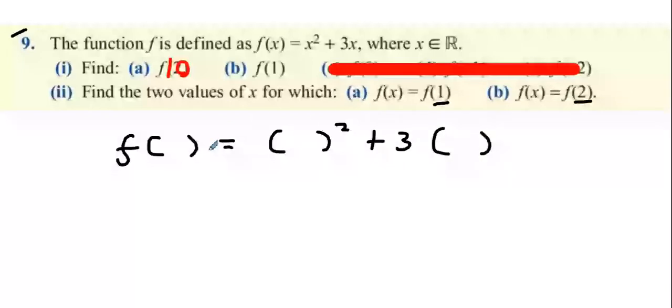F1, guys, what are we doing here? 1, 1, and 1, and what do I get this time? 4. Everybody cool with that? Once again, I get rid of it, and the answer is 4. Now, give 2 values for which fx equals f1.